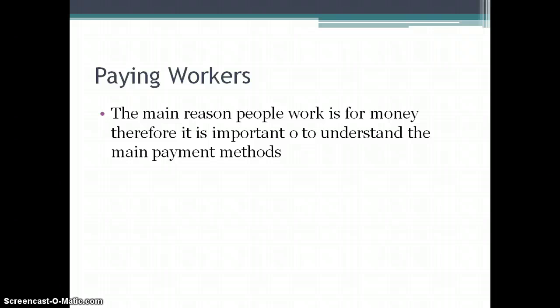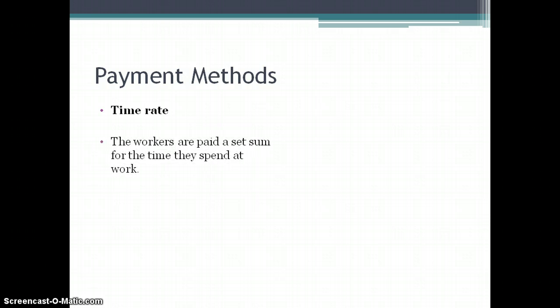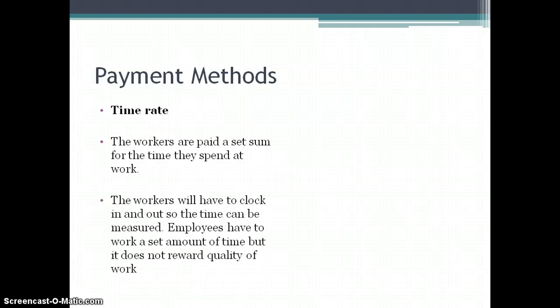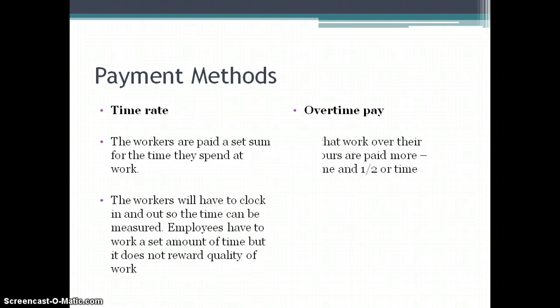Therefore, you need to be able to understand the different payment methods that are available, and there are 7 we need to have a look at. So we'll start with the most obvious, which is the time rate. This is the one that you probably know because it's the one where you're paid something per hour. So as it says there, the workers are paid a set sum for the time they spend at work. £7 an hour, £10 an hour, whatever.